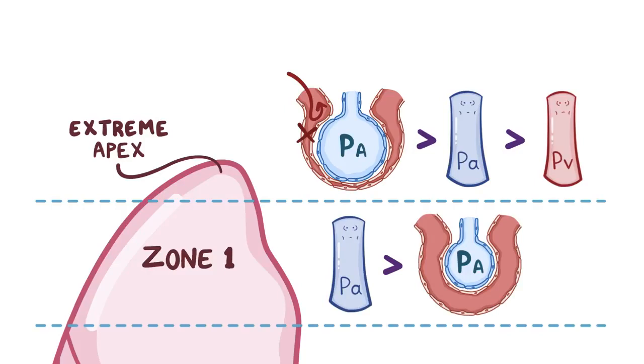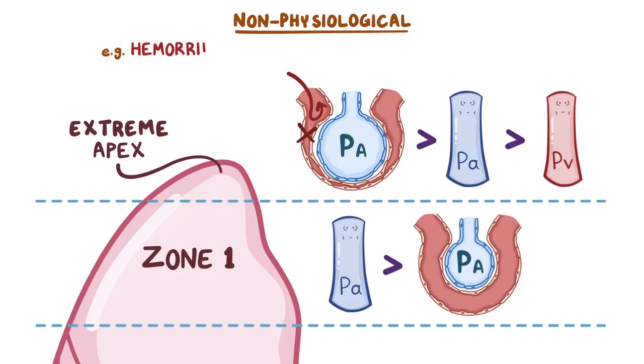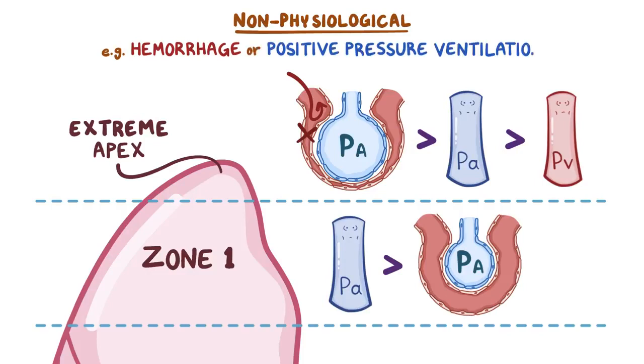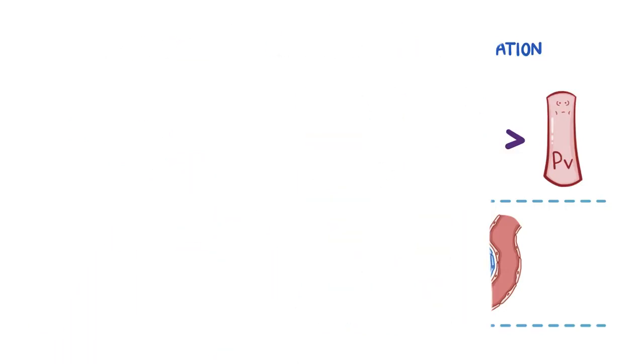So this only happens in non-physiologic conditions, like when pressure in the arterioles decreases drastically, like during a hemorrhage, or when pressure in the alveoli increases drastically, like during positive pressure ventilation. During these times, the pressure in the alveoli can crush the capillaries and completely cut off blood flow, creating dead space. Alright, as a quick recap.